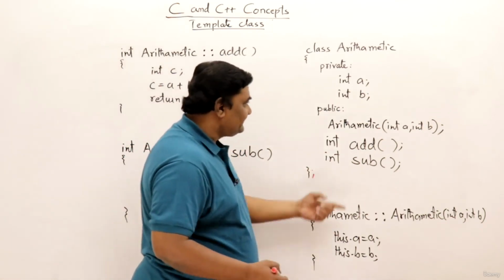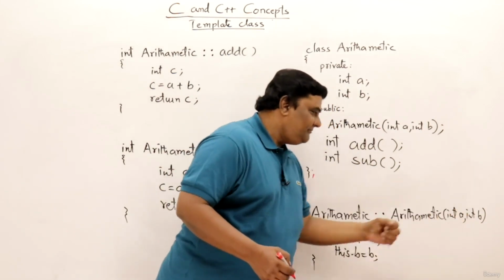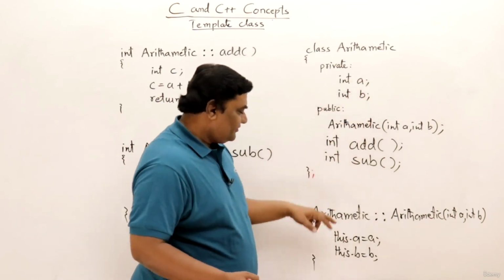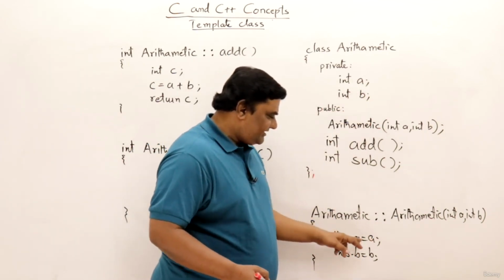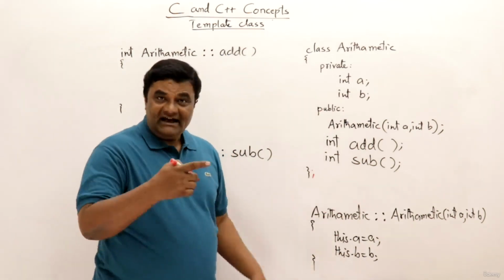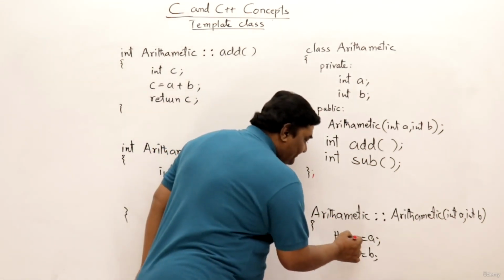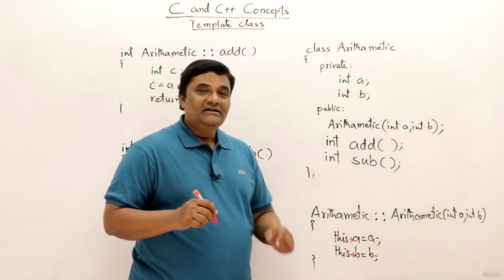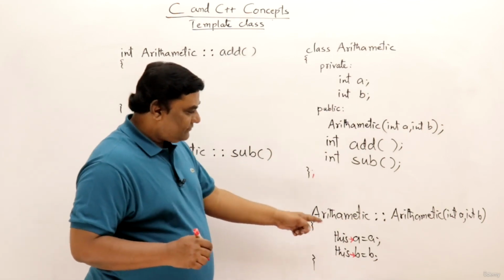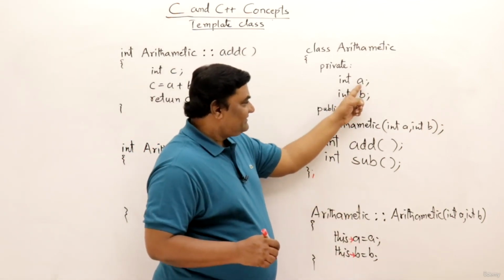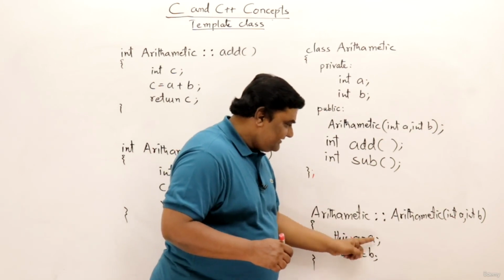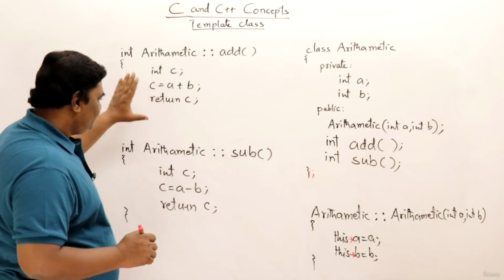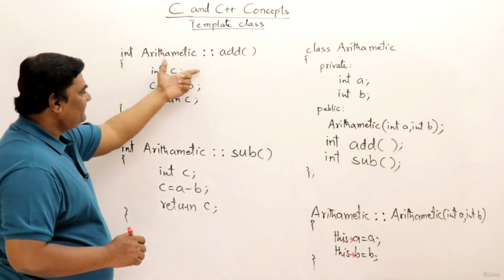Now if you look at this, first is a constructor, arithmetic integer a b. So a b are parameters and this a b are these a b. So to differentiate between them, now the names are same, so we have to say this a and this b, because this is a pointer to the current object, the same object. So arrow we use, this arrow a and this arrow b, and these two are parameters. Now next, this is the add function, this is the subtract function using class name and scope resolution.